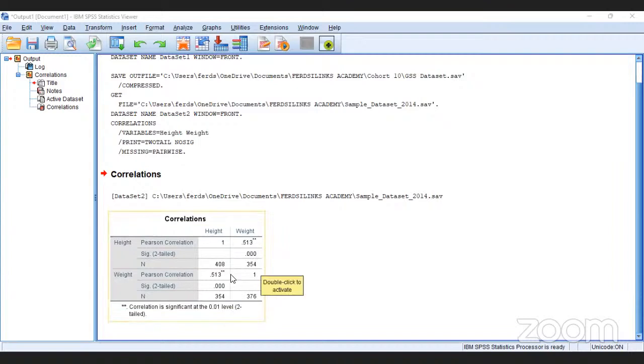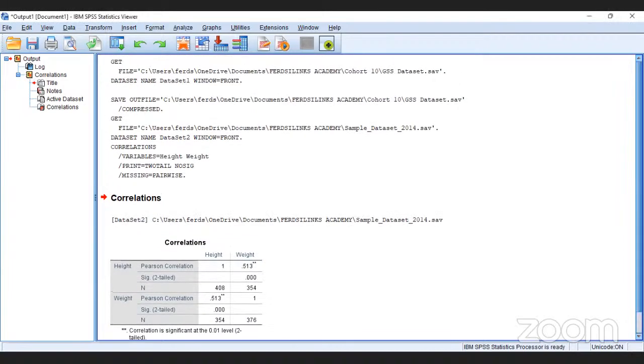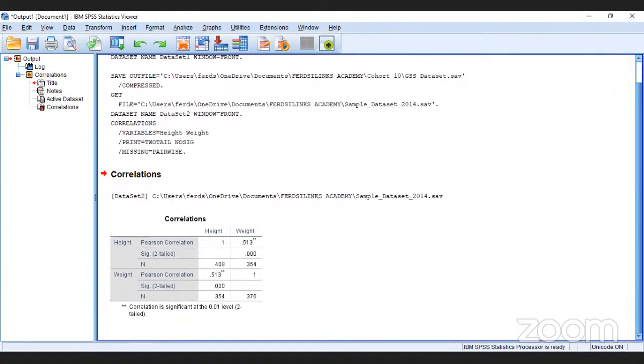And then we also have the perfect relationship. We must always have this perfect relationship here using SPSS, because it always gives you the relationship between something and itself. Is it clear? Yes, it establishes relationship, but not causality.